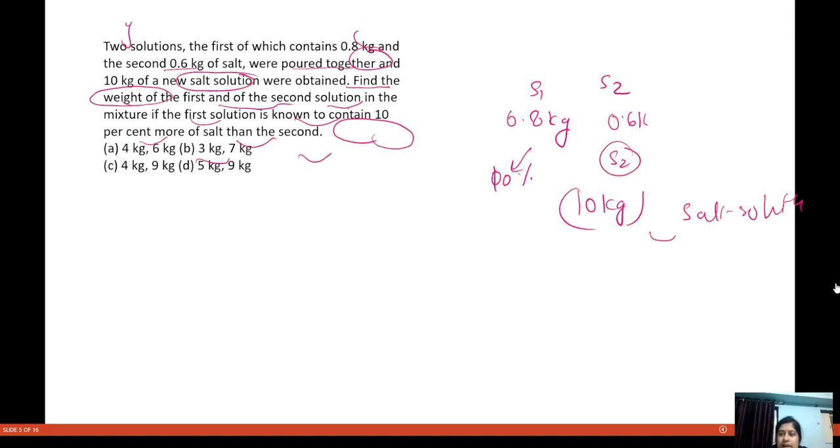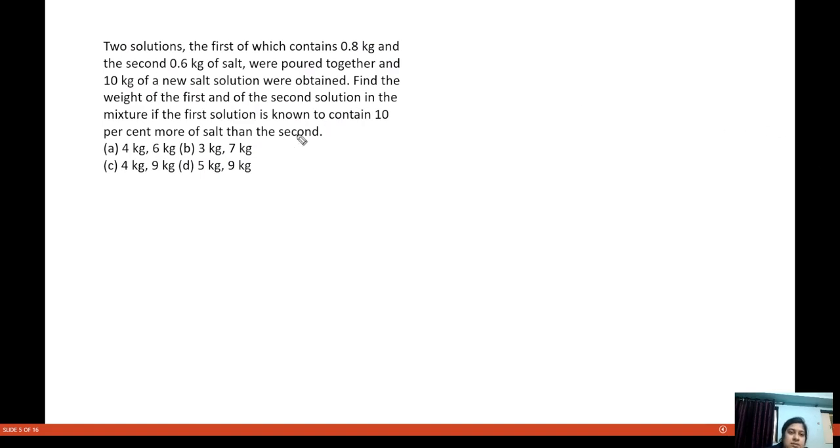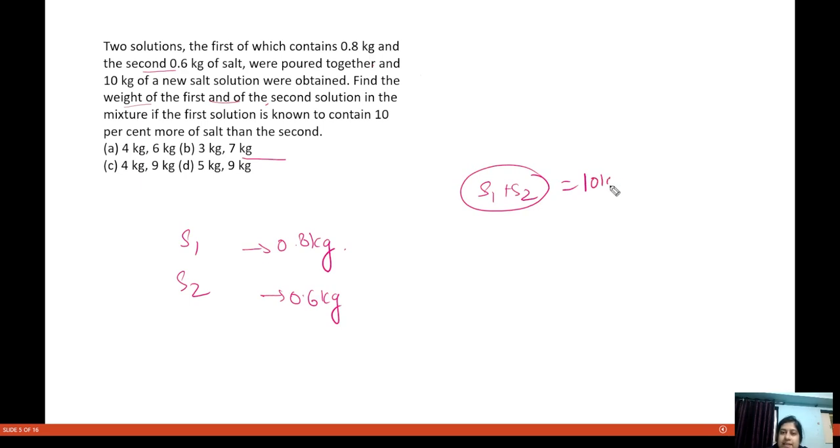So let us write what information is given. We have two solutions S1 and S2. The first solution contains 0.8 kg and the second solution contains 0.6 kg of salt. They were poured together and 10 kg of new salt solution is formed. So S1 plus S2 is equal to 10 kg. S1 plus S2 solution weight is 10 kg. This is salt weight and this is solution weight. Remember. Now it is saying find the weight of the first and of the second solution in the mixture.